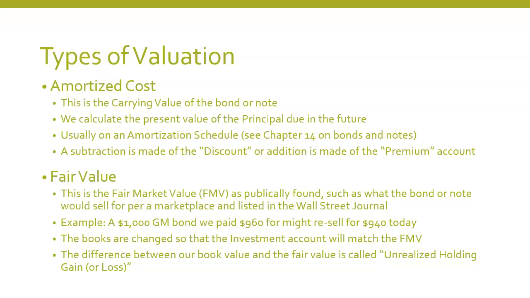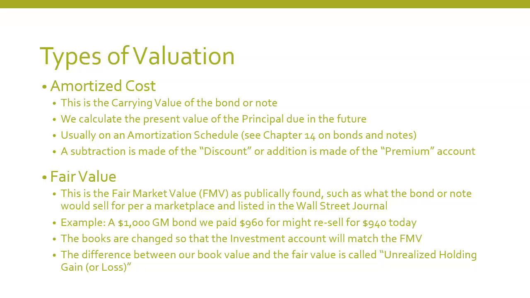So when we first purchase the bond, it's going to show at the carrying value, which is the $960. And when we go to sell, or a year later, if it's only worth $940, that's what's going to go on the balance sheet. We're not going to keep the $960 there like we do for most assets. It'll be what it is worth instead of what we paid for it.